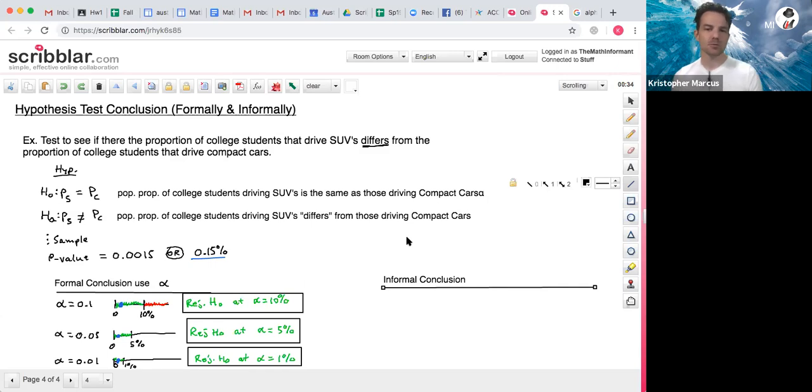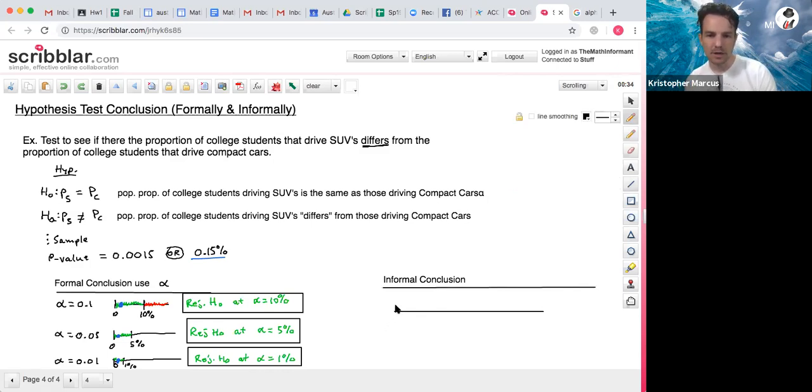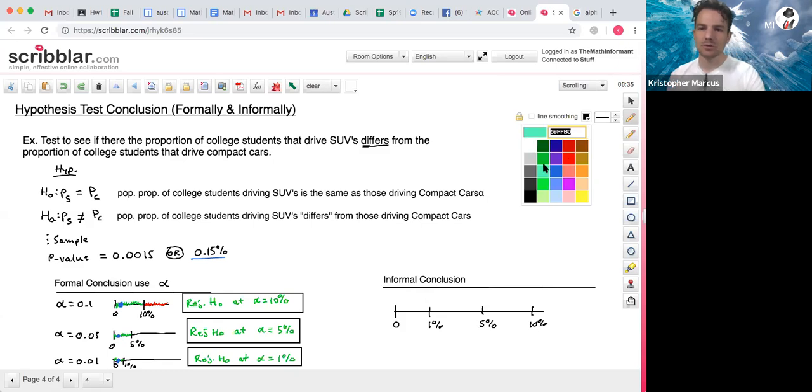In the informal conclusion, we actually get a gauge, and I love the gauge. The gauge is very nice about directing us on the wording that we would use and how we would interpret this in the real world. So as we throw our gauge up here, we said we've got 0, somewhere we would have 1%, 5% is the next tick mark, and then 10% was the other tick mark. And we colored these zones before.